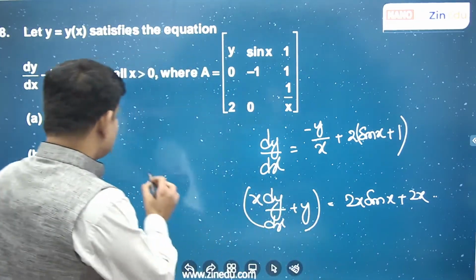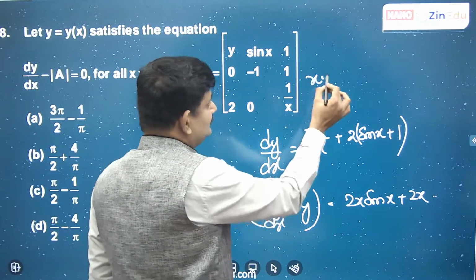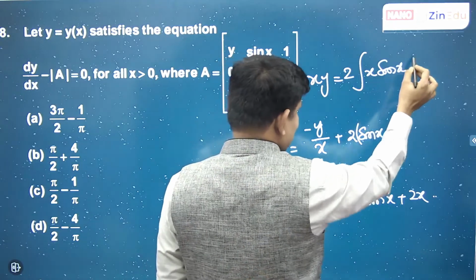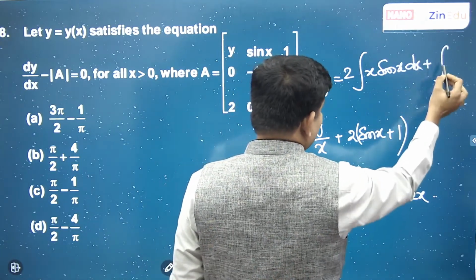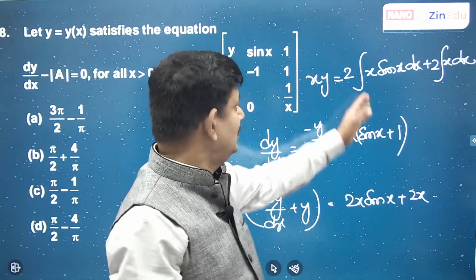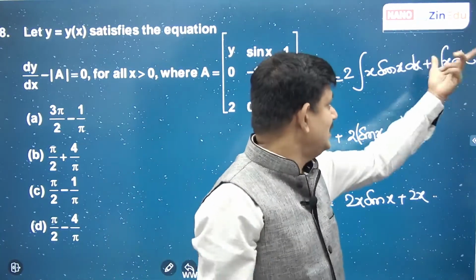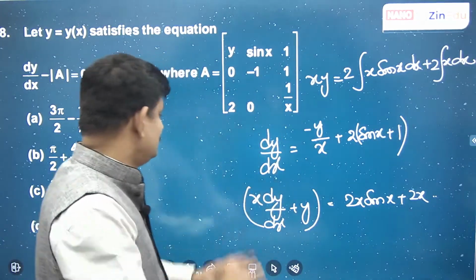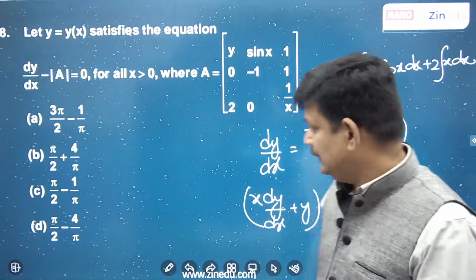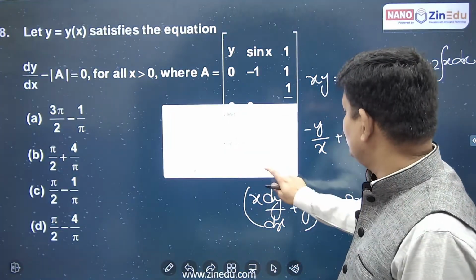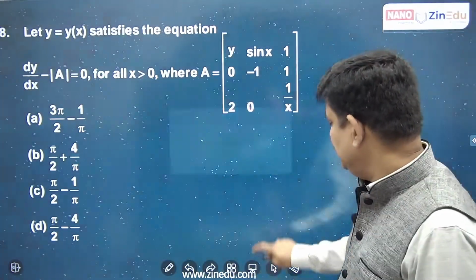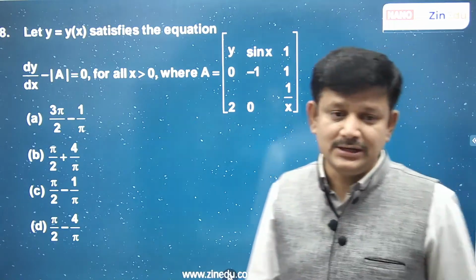So integrating on both sides, xy is equal to integral of 2, I can take common, x sin x dx, plus integral of 2, again I can take common. So can you expect a simpler integral? x sin x, use by parts, x square by 2 plus c. Once you add the integration constant, you have the solution there. So again a very simple question here. Just a straightforward question, it is made to look complicated, nothing much.